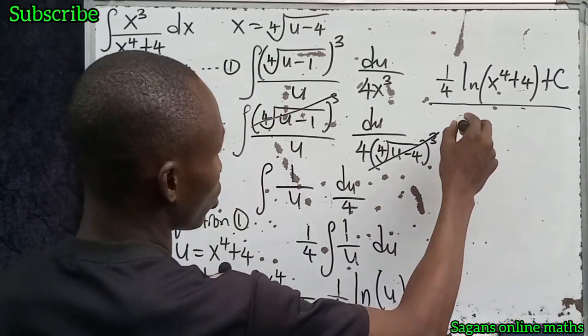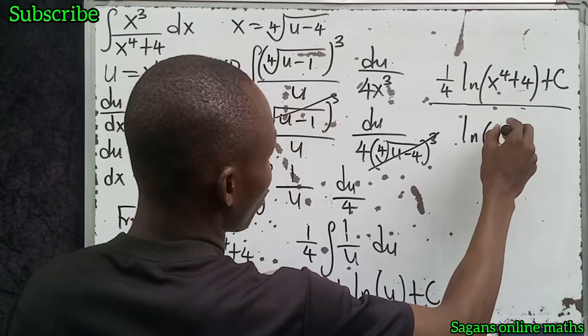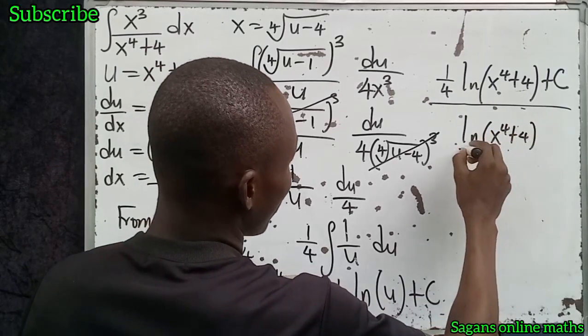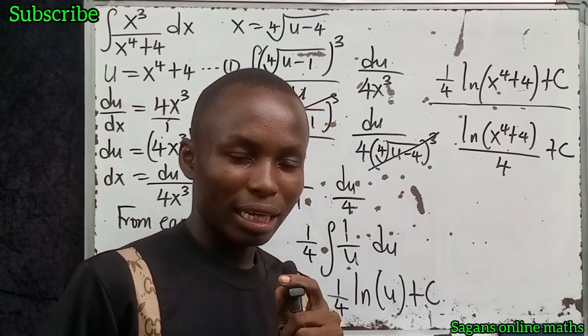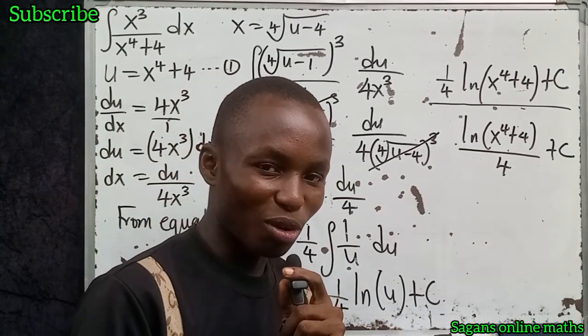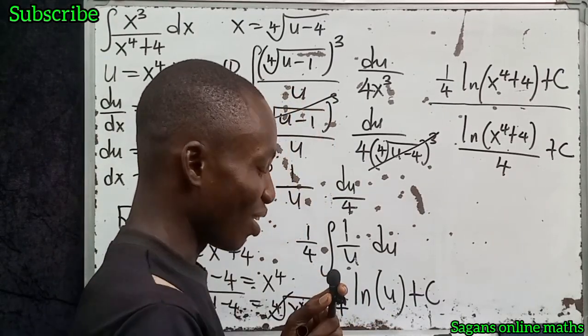Or you can also write it as ln of s to the power of 4 plus 4, divided by 4, plus C. They are the same thing. Can you see how simple and interesting it is? But I hope you like this method. Look at the interesting method here. I hope you like this method.